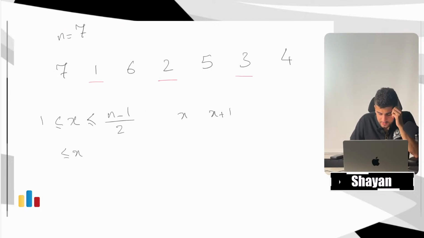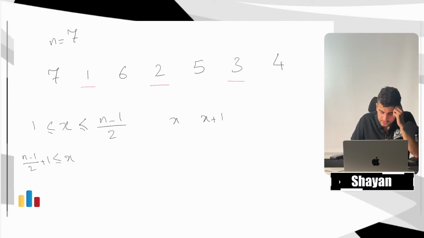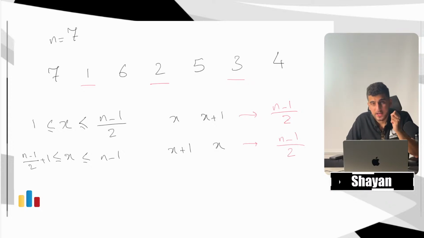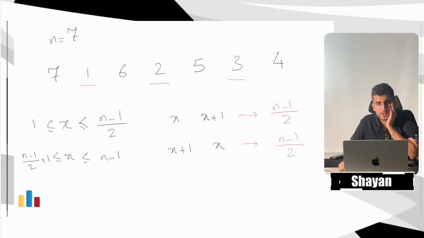For any x from n plus 1 over 2, this last element, to n minus 1, x plus 1 comes before x. You can see that this is exactly n minus 1 over 2 pairs, and the other is the other n minus 1 over 2 pairs. So for exactly half of them, x comes before x plus 1, and for half of them, x plus 1 comes before x. This way you can simply say that this has the condition that you wanted, and so it's going to be your answer.